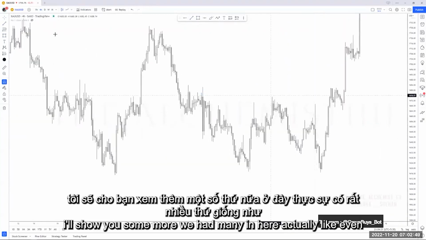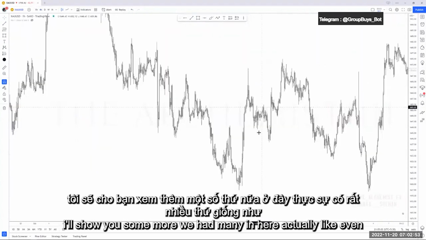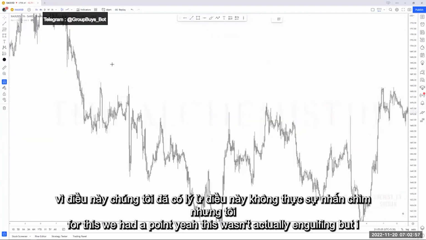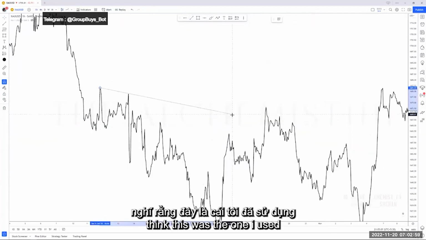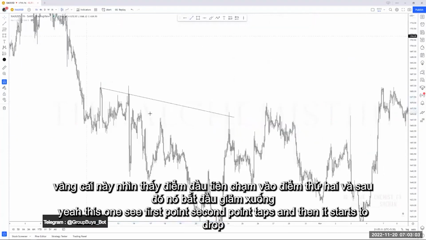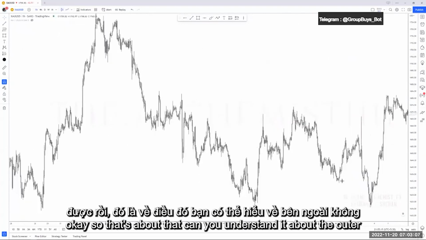Okay, so yeah, I'll show you some more. We had many in here actually. Even for this, we had a point. This wasn't actually engulfing, but I think this was the one I used. Yeah, this one, see? First point, second point, taps, and then it starts to drop. Okay, so that's about that.